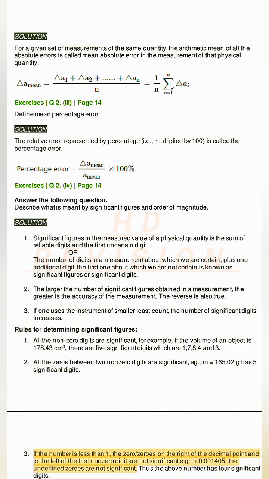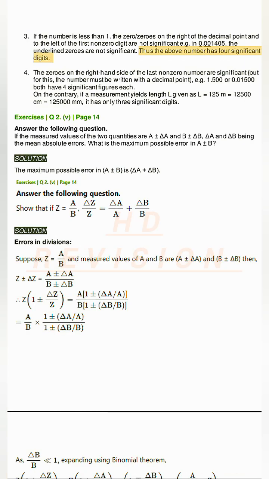3. If the number is less than 1, the zeros on the right of the decimal point and to the left of the first non-zero digit are not significant, e.g., in 0.001405, the underlined zeros are not significant. Thus the above number has 4 significant digits.